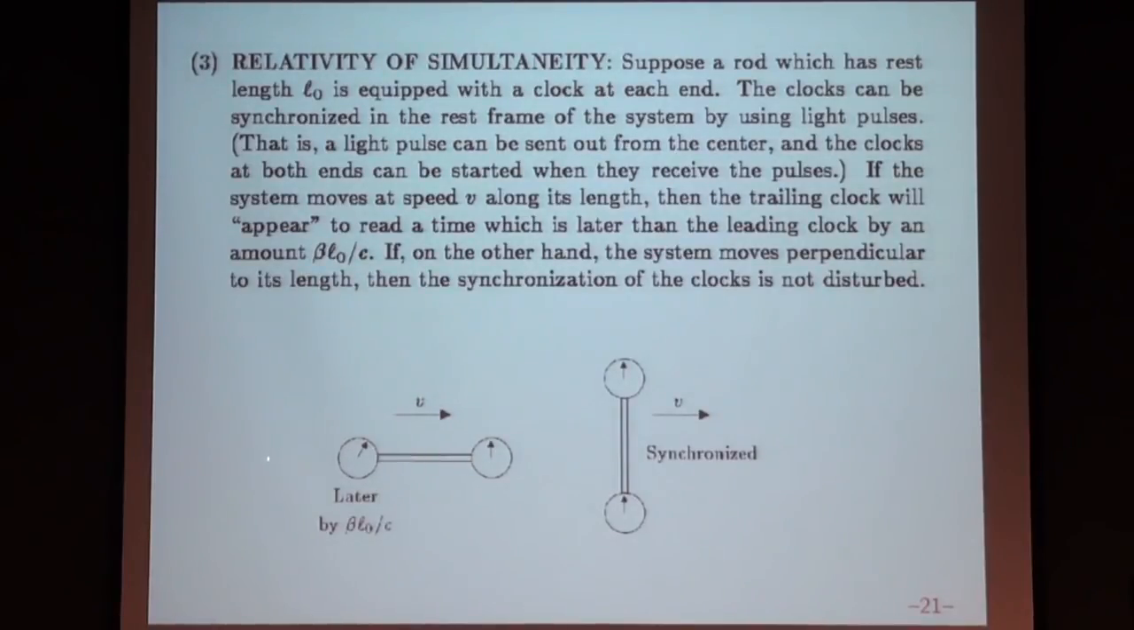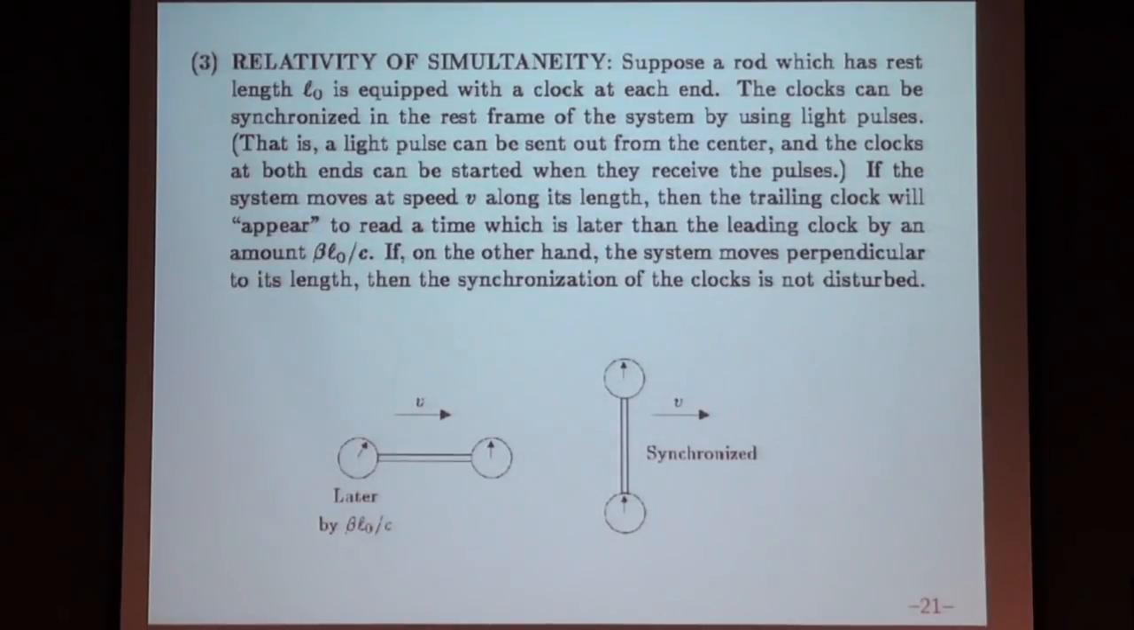If that whole system moves relative to us by a speed v along the length, those clocks, even though they were synchronized in the rest frame, would not look synchronized to us, but rather would look out of synchronization. In particular, the trailing clock, the one in the back, will look like it reads a little bit later in the day by a factor which is beta times L sub 0 times c.